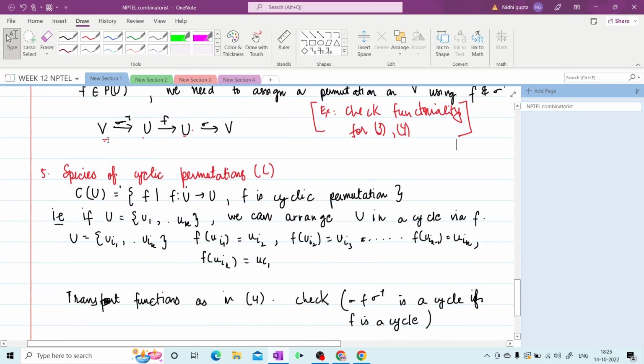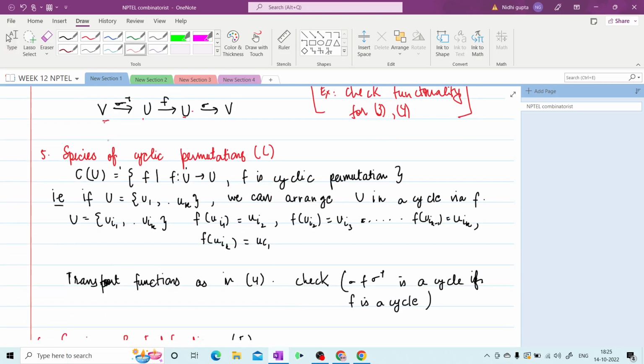Next is the species of cyclic permutation. This is defined as we defined permutation, with a little change. Here the species C sends U to a function f, which is a permutation but also a cyclic permutation. By cyclic permutation we mean, if you were talking about Sn, any cyclic permutation would look like this, A1 till An, so the elements form cycles. So if U consists of the elements U1 to Uk, we want a bijective function from U to U such that these elements can be arranged in a cycle.